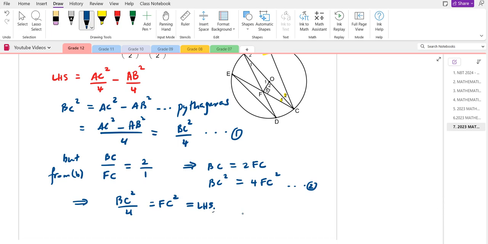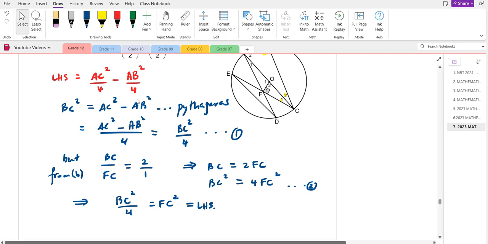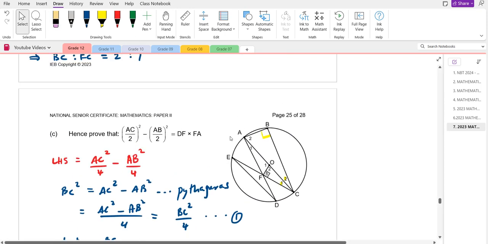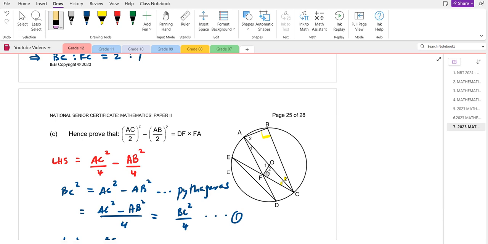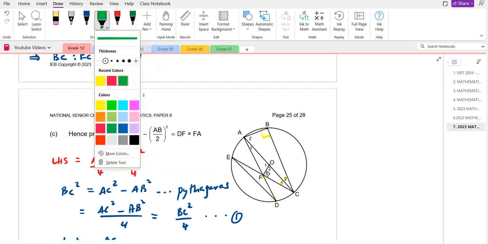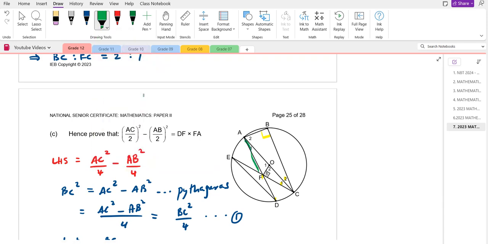Left hand side is this. What's the right hand side? To get the right hand side, which is DF times FA, we're dealing with DF and FA. But see, DF and FA are these lines. It's the line on the other triangle. So we want DF and FA. Looking at those two lines here. So how are we going to get DF and FA?